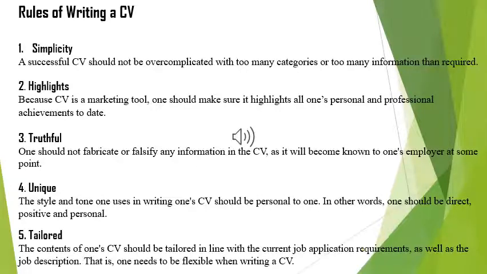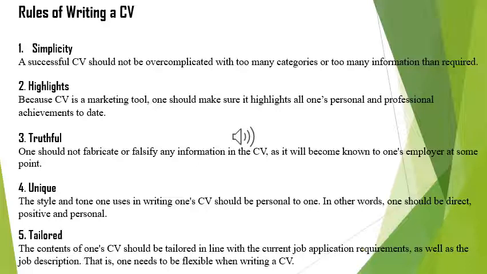A CV should also be tailored, because the contents of the CV should be tailored in line with the current job application requirements, as well as the job description. That is, you need to be flexible when writing a CV. Sometimes, the CV cannot contain everything. You look at the job that you are applying for and say things about yourself that are relevant to that particular job. For example, if you are applying to be a chef, you will mention that you've been to culinary school, that you are a good cook, you won several cooking competitions and so on.